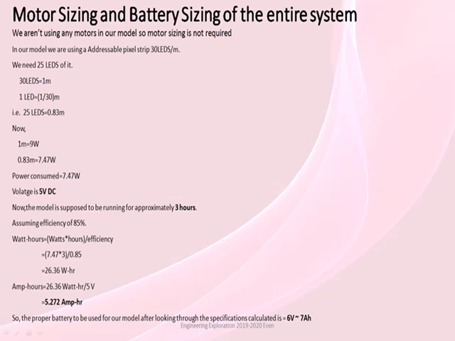Now, the model is supposed to be running for approximately 3 hours, assuming an efficiency of 85%. By this information, we calculated the watt hours, which is equal to 26.36 watt hours. Next, we calculated the ampere hour using the watt hour, which is equal to 5.272 ampere hour. So the proper battery to be used for our model, after looking through the calculated specifications, is 6 volts 7 ampere hour.